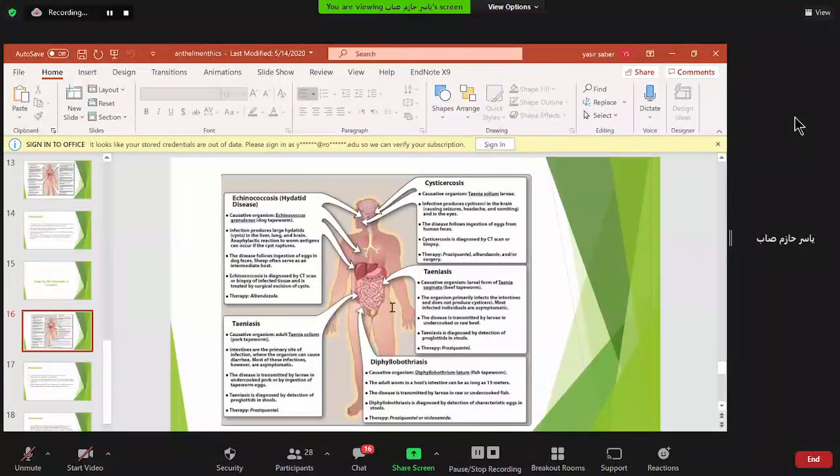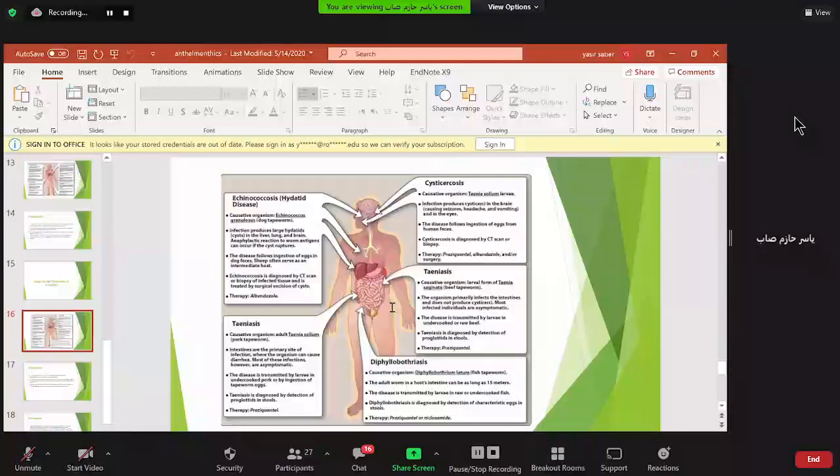Teniasis: the causative organism is Taenia solium, or what is called pork tapeworm. The intestine is the primary site of the infection of this kind of parasite, where the organism can cause diarrhea. Most of these infections, however, are asymptomatic. The disease is transmitted by larvae in undercooked pork, or by ingestion of tapeworm eggs. Teniasis is diagnosed by detection of proglottids in stools, and therapy is praziquantel.